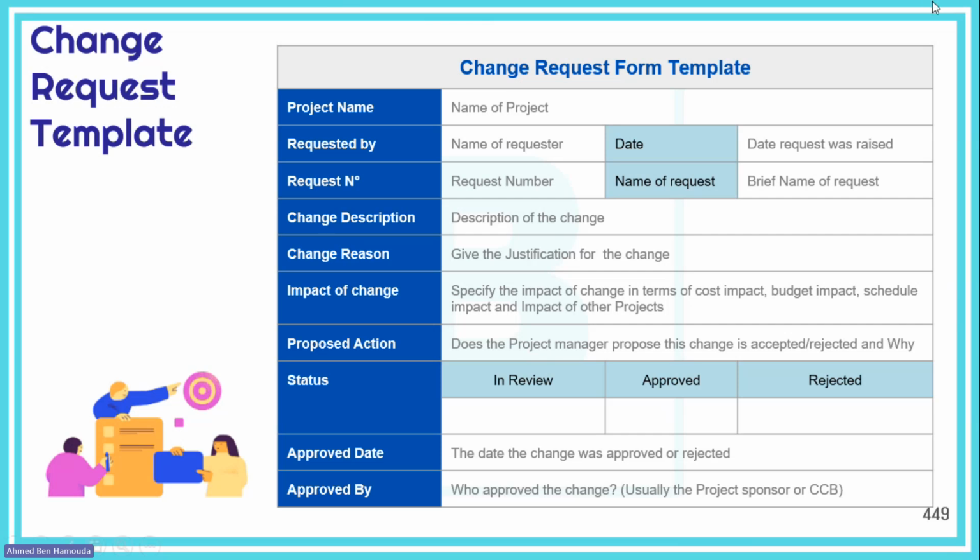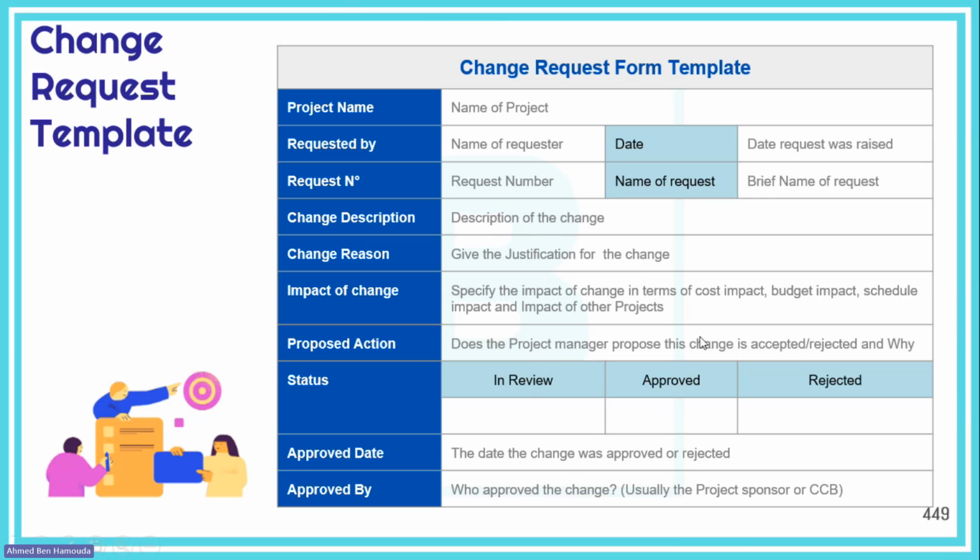So usually in a change request, you put the project name, who requested the change, the date, the change request number, and the name of the request, what you would call it. And then you describe what the change is about, the change reason, and the impact of the change, mainly on the baselines, as we said: the budget, the schedule impact, the cost, and the scope. Also, whether it will have any impact on other initiatives or projects, or on the goals of the project themselves.